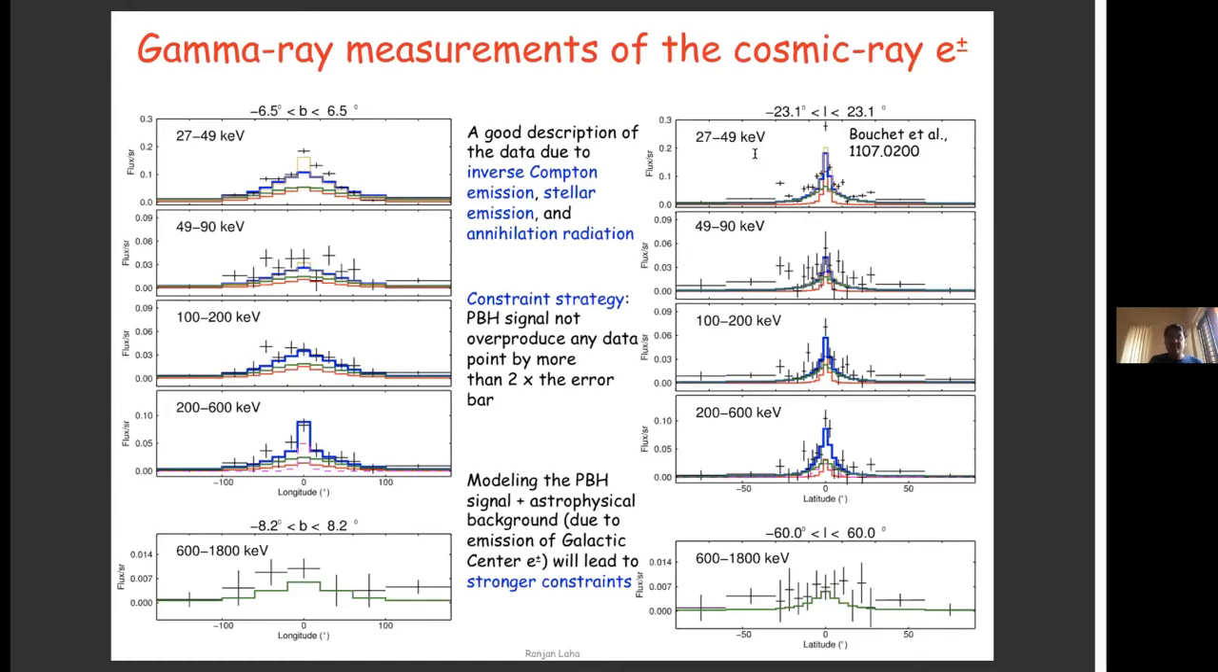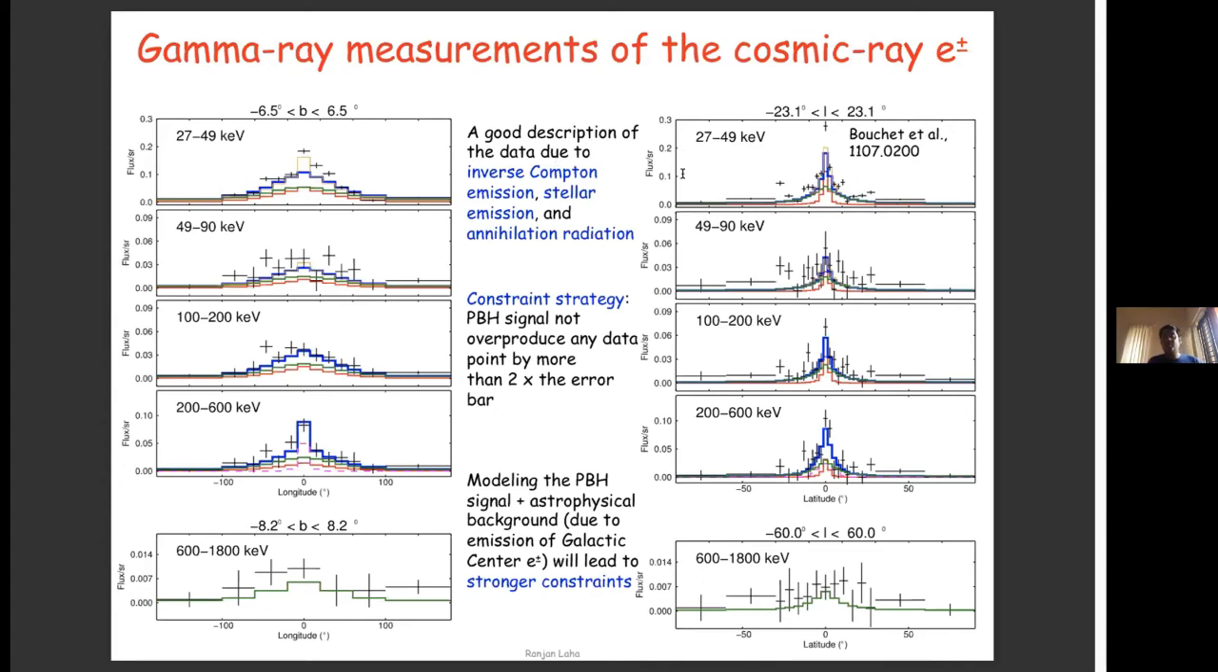You can do the same thing where you integrate over a longitude range of minus 23.1 to plus 23.1, or minus 60 to plus 60 degrees, and plot it against latitude. Again, for the same energy intervals. Again, you see these are the data points, and you can explain these data with various contributions.